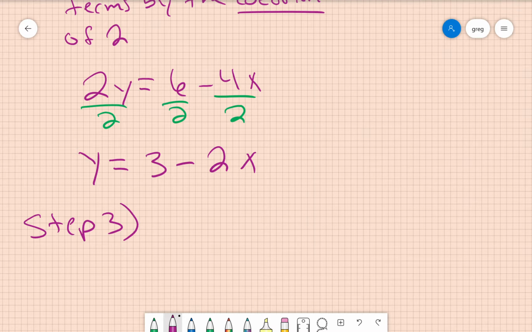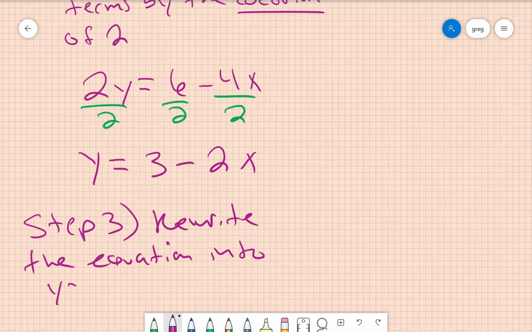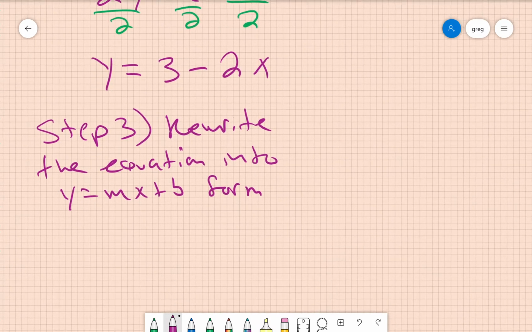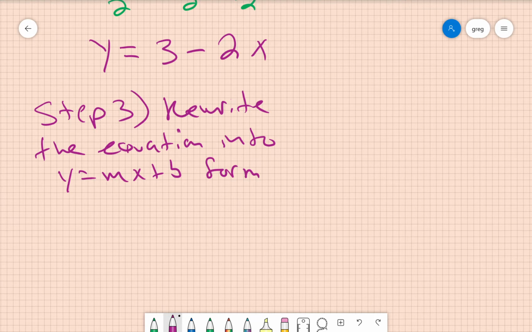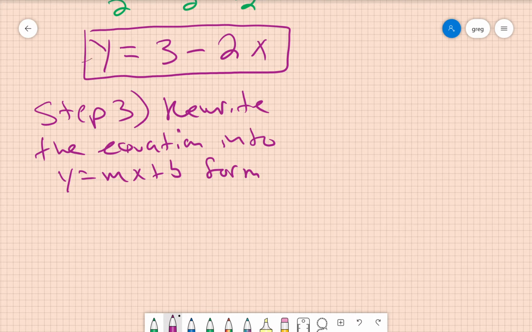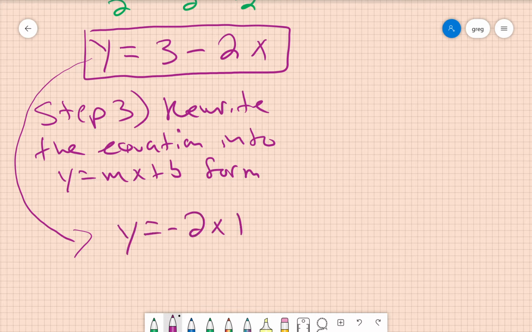Yes, perfect. So now we're going to rewrite the equation into y equals mx plus b form. So now, if I am to do that, so Ivory, talk to me, right? Now that we have this, it's not in y equals mx plus b form. To rewrite it, what will it look like in y equals mx plus b form? What would it be? Excellent, yes. Now we have it in y equals mx plus b form.